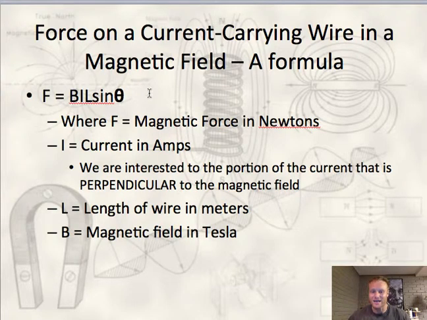Now you have this sine piece here, the sine of theta. Why that's there is because we're only interested in the portion of the current that is perpendicular to the magnetic field. All right, so the portion of the current that's perpendicular to the magnetic field.